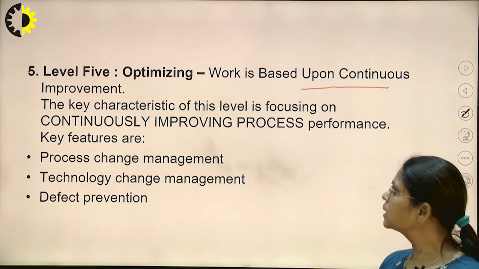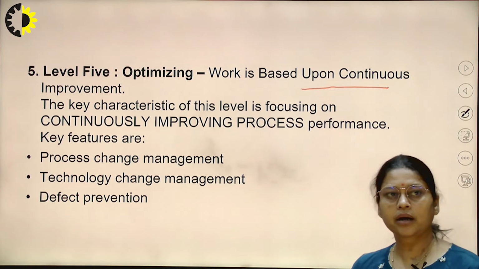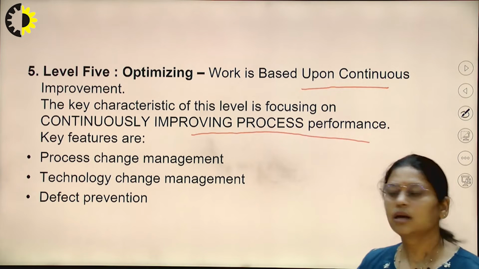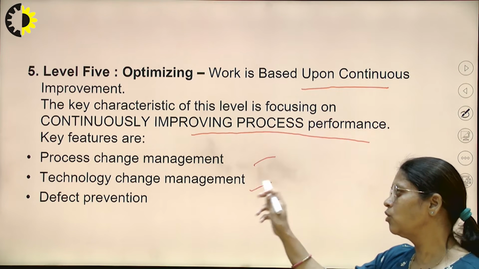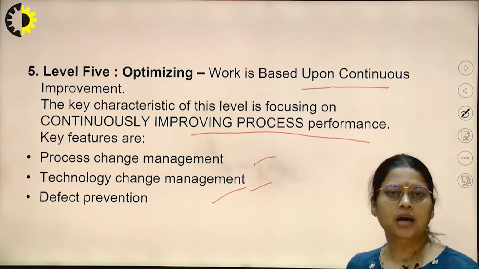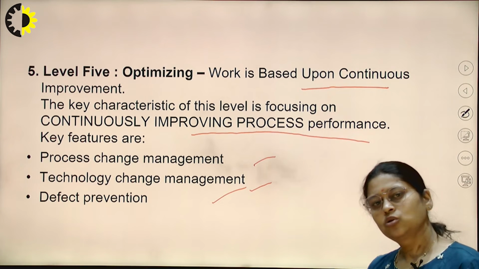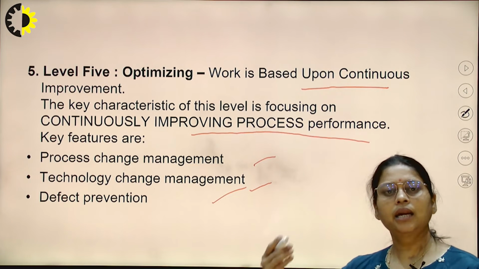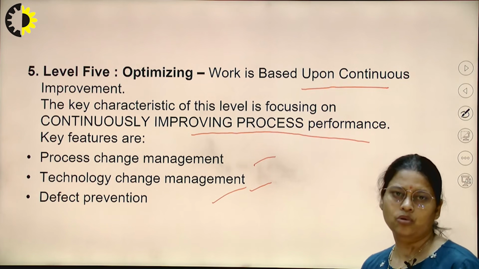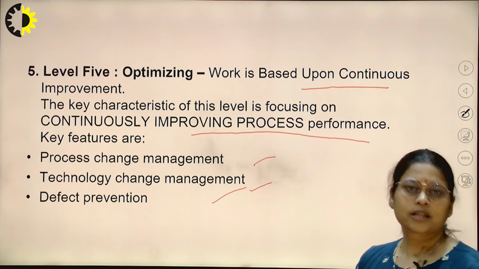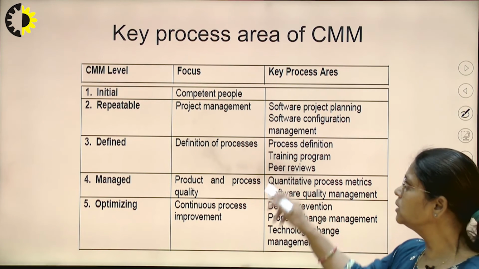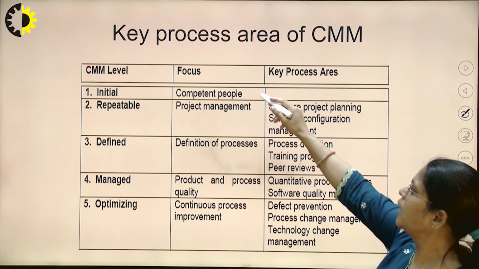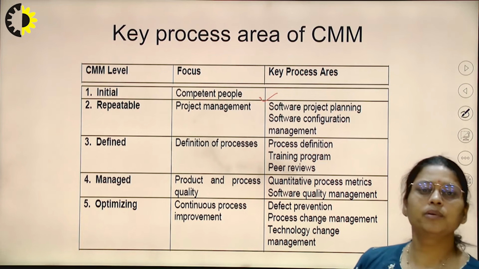The key characteristic of this level is focusing on continuously improving process performance. Process change management, technology management and defect prevention come under this category. So, if the technology changes, then the company will provide support for that. So, these are some key process areas. Initial, it is ad hoc activity, competent people are there.